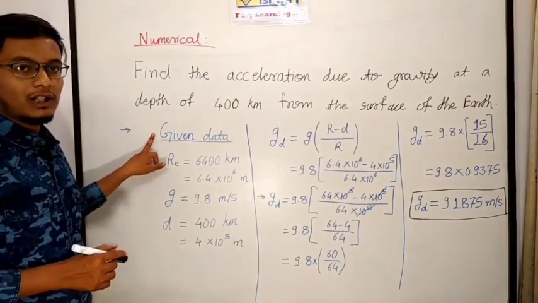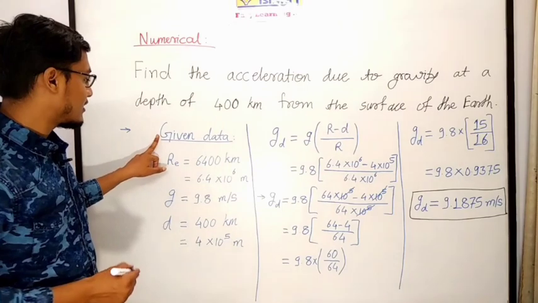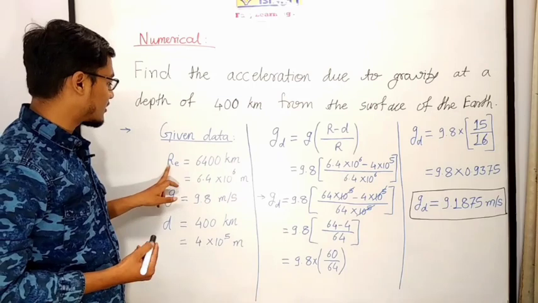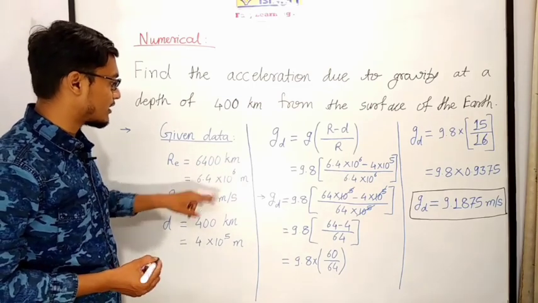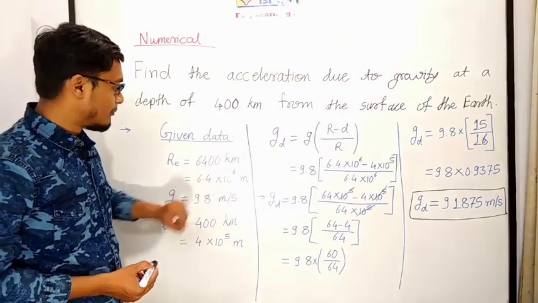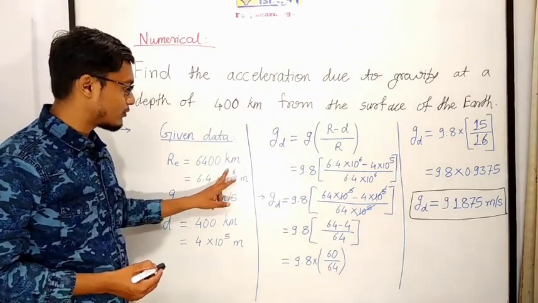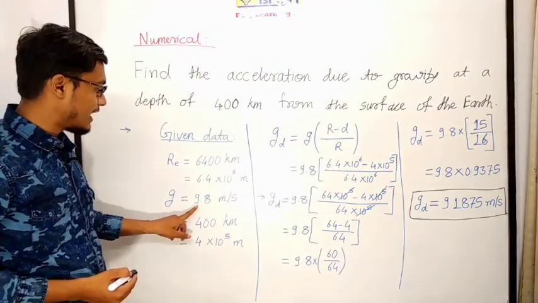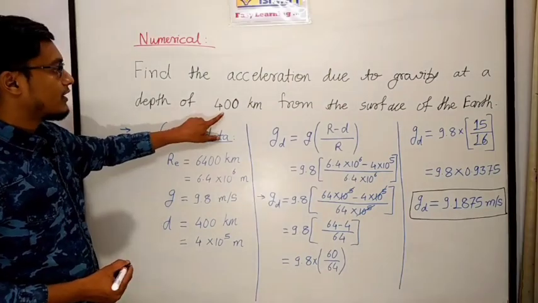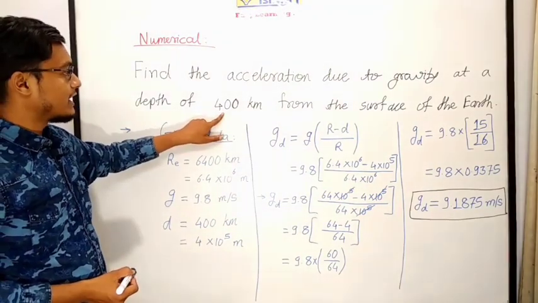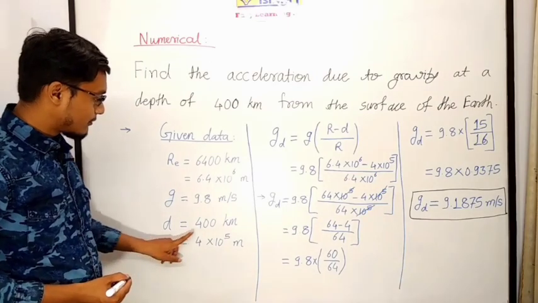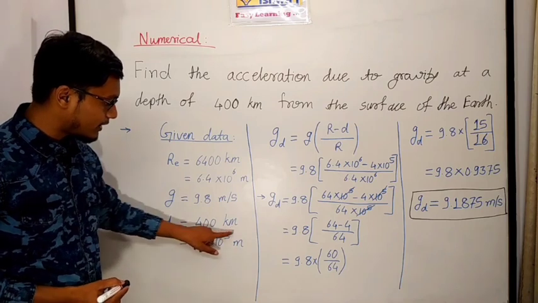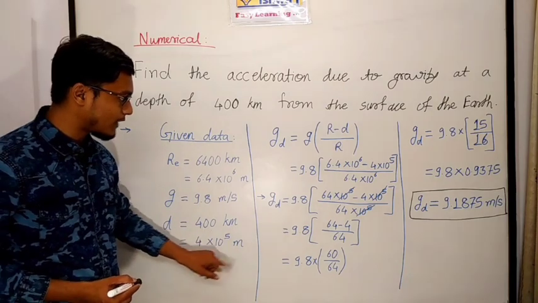So we have to write our given data first. So what is our given data? We know that we must take the radius of the earth, and our radius of the earth is 6400 km. So we will convert the kilometer unit into meter unit, and we get 6.4 into 10 raised to the power 6 meter. Now we also know that the acceleration due to gravity on the surface of the earth is 9.8 meter per second. Now our depth is given in the numerical as 400 km. So D is equal to 400 km, but again we will convert this kilometer unit into meter unit. So our 400 km will become 4 into 10 raised to the power 5 meter.